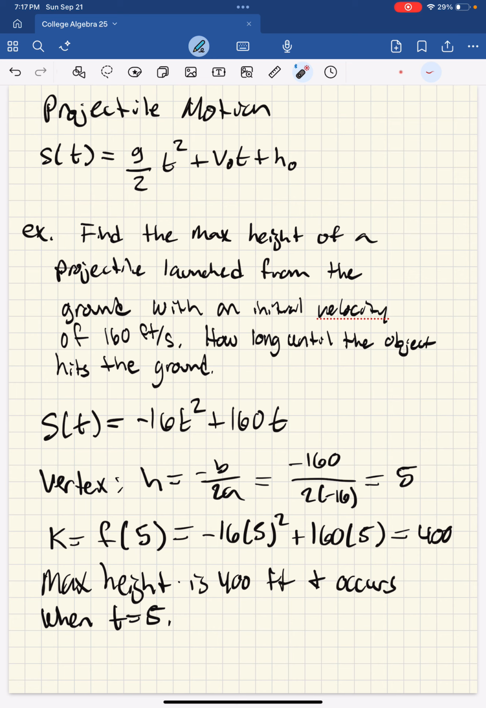Okay, in applications of quadratic equations, we introduced projectile motion. And so in this example, we got the function, just as a reminder, g over 2 t squared plus v0 t plus h0, and g over 2 is negative 16 feet per second squared. In this example, we're going to find the max height, which we now know is the vertex, since we have now studied quadratic functions. This object is launched from the ground with an initial velocity of 160 feet per second. How long until the object hits the ground?